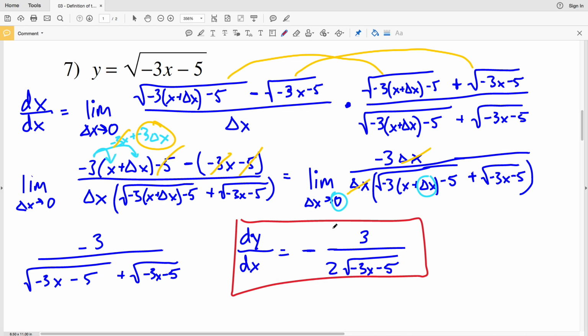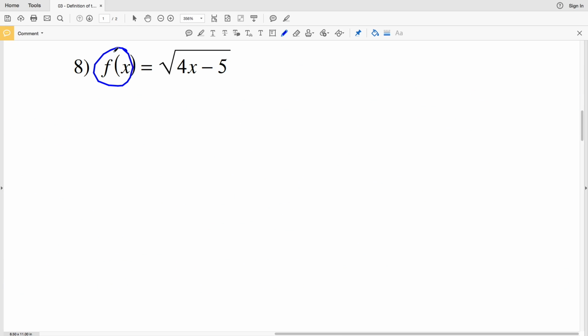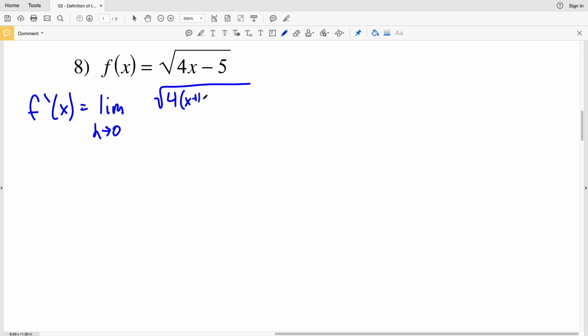Now let's continue on to number 8. In number 8, I'm finding the derivative in function notation. So the derivative of f of x is going to equal the limit as h approaches 0 of f of x plus h, which is the square root of 4 times x plus h minus 5, minus f of x, which is the square root of 4 times x minus 5, and that's all over h.